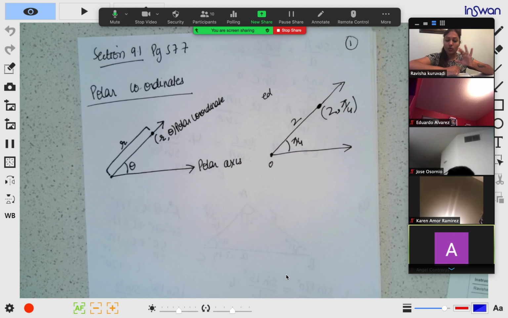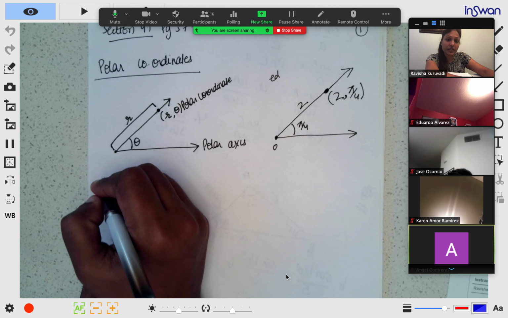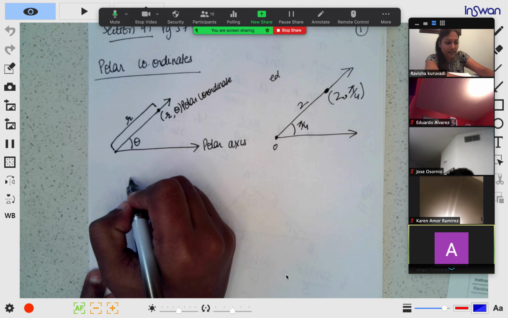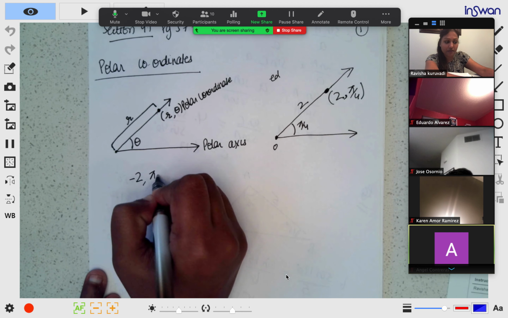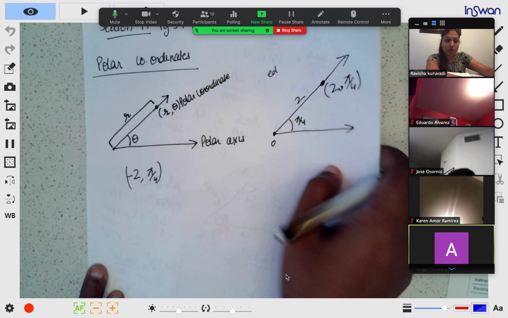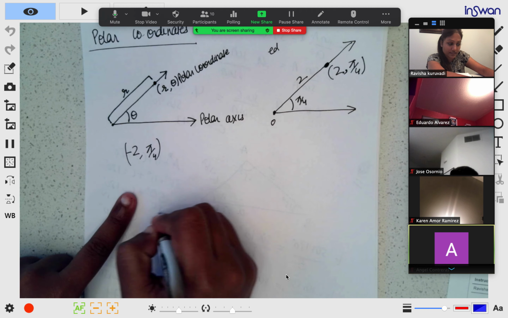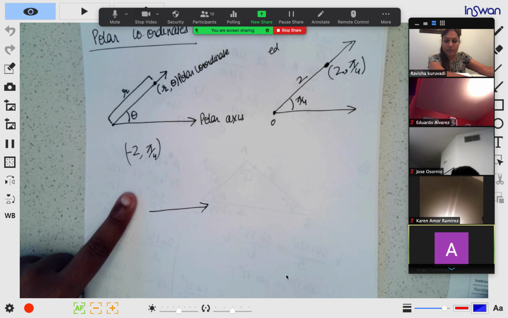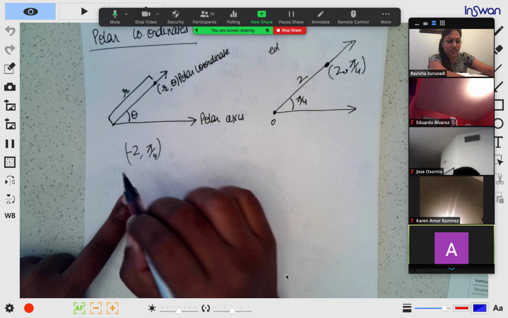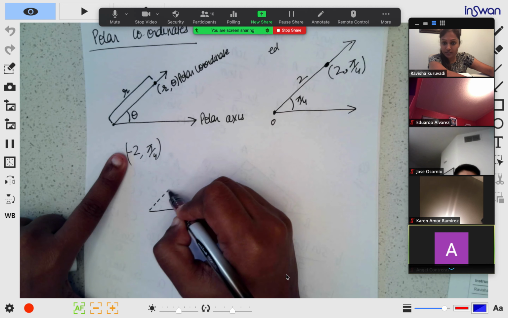One more interesting thing about polar coordinates is that r could be negative also. So if I say graph -2, pi by 4, graph this polar coordinate, you again draw this axis. Since it's -2, first draw it the same way as if it were positive, but draw a dotted line.